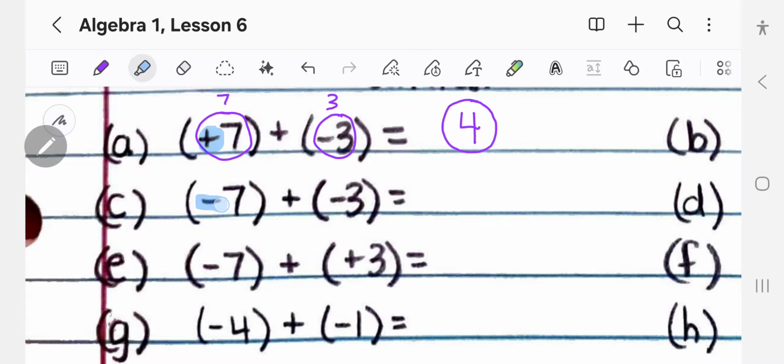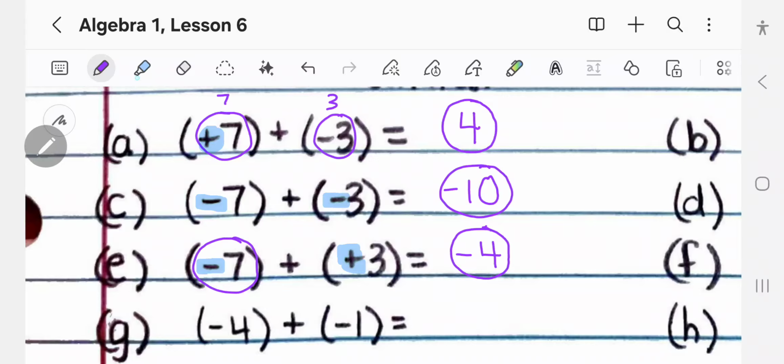C, -7 plus -3. Both of those are negative. So we're going left 7, left 3. We're not switching directions. So we're going to add them and get 10 and keep the same sign. E, two different signs. We've got a negative, we've got a positive. So we're switching directions. So we're going to need to subtract them, and we get 4. Which one has the largest absolute value? This one's further from 0. So we're going to make it have a negative.